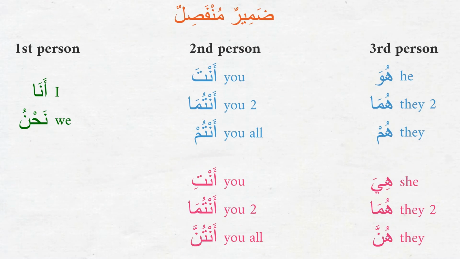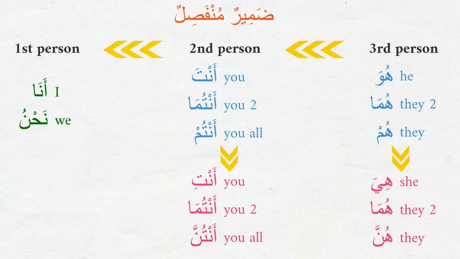We will start with the dhomeer munfasil in the usual order from third person, then second, and then first, and from mudhakkar to muannath genders in each person group. I will read them and you read along with me, okay?